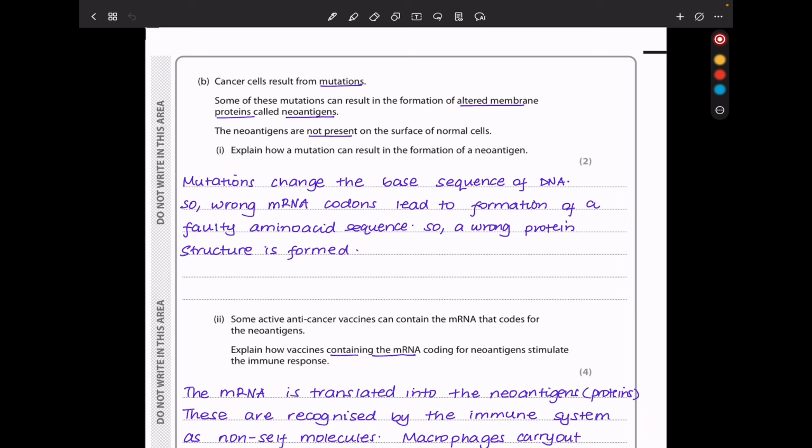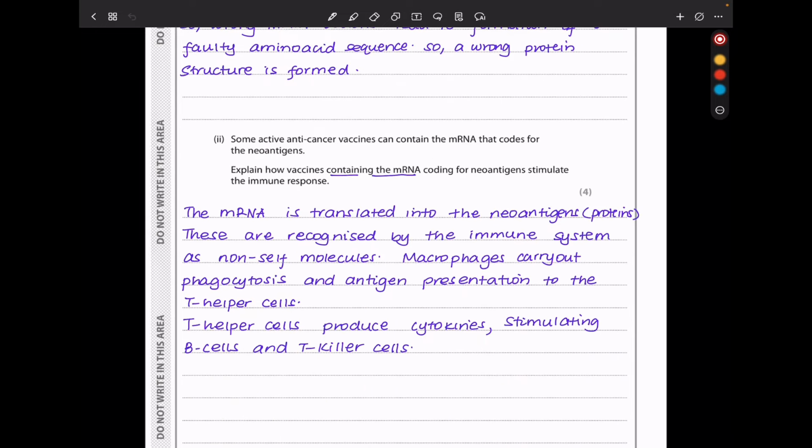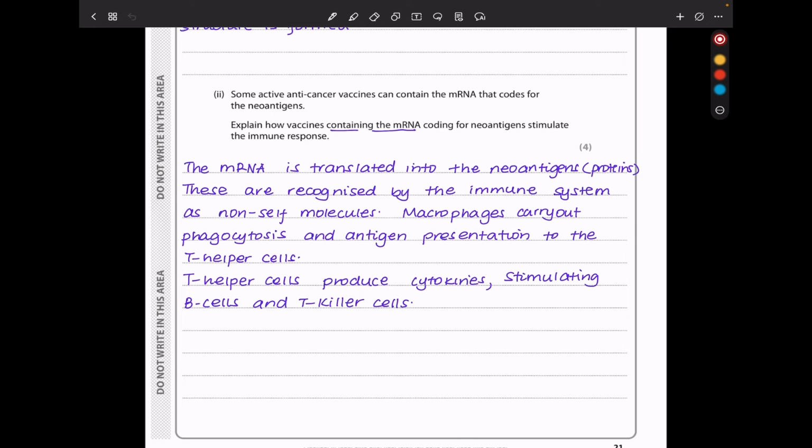So I said mutations change the base sequence of DNA, so wrong messenger RNA codons lead to formation of a faulty amino acid sequence, so a wrong protein structure is going to be formed. So this is why some active anti-cancer vaccines can contain the messenger RNA that codes for neoantigen.